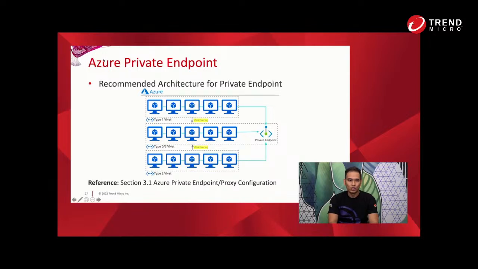This is basically for the Azure private endpoint. This is the recommended architecture for private endpoints running on Azure. Same things here: one private endpoint is required per Azure account. You can create the private endpoints in one VNet. Other VNets will be peered to this VNet hosting the private endpoint, so as to allow the communication between our Cloud One servers and the VNets.